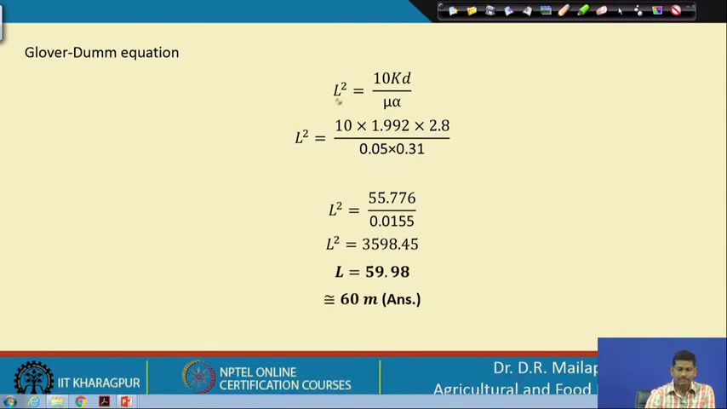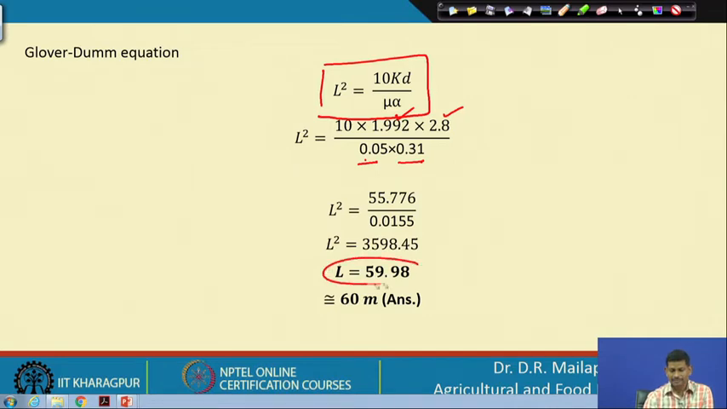And from the Glover-Dumm equation you get L square is equal to 10 k d by mu alpha. L square is equal to 10, k is given, d equivalent depth is given, and mu and alpha are given. This is the 5% drainable porosity, and this one is the reaction factor. Now L is equal to 59.98 or 60 meter, that is the spacing.